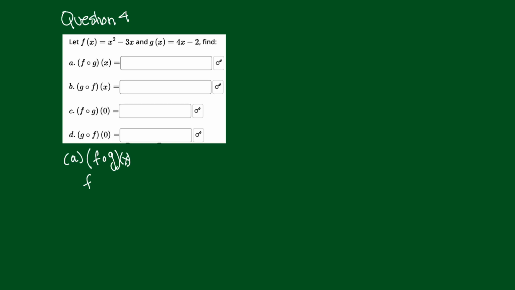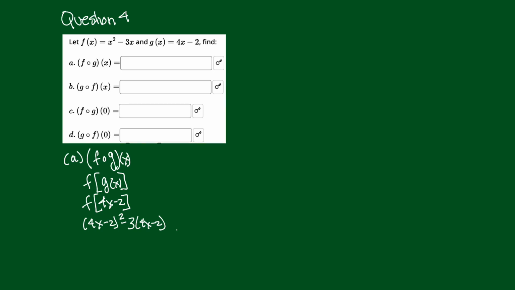Let's translate. F of g of x is f of, what is g now? G is this function right here, 4x minus 2, and put that into f. What does f say to do with this? Locate f. Here it is. It says whatever comes in, you square it and subtract 3 times that. So I'm going to square this, 4x minus 2 squared, and then minus 3 times that thing, 4x minus 2.